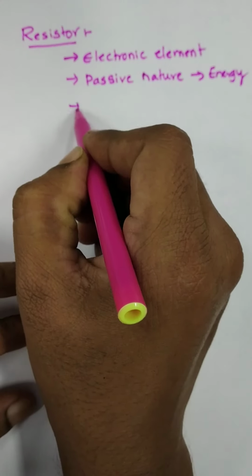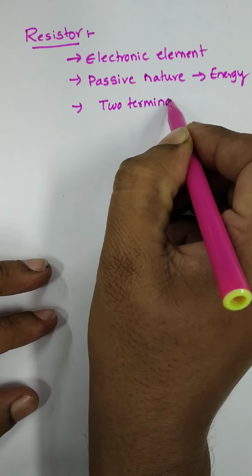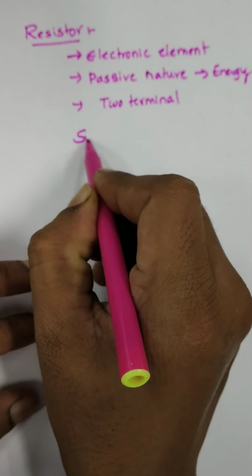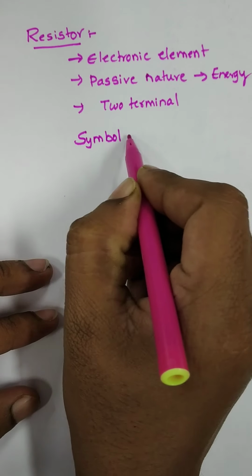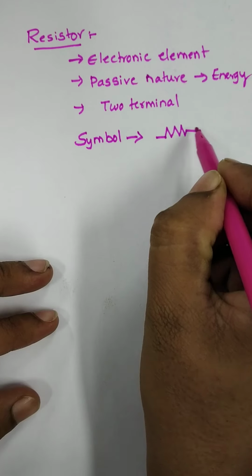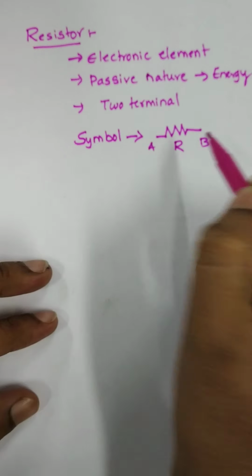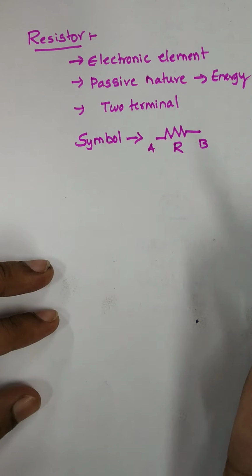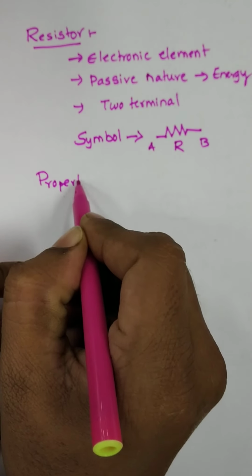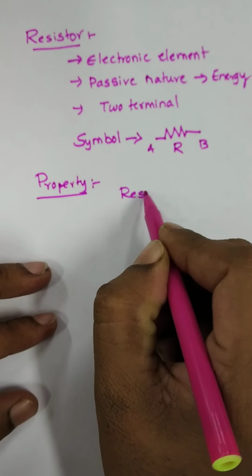Another thing is it is a two-terminal device, or two-terminal element. If you ask me the symbol of a resistor, it will be like this, with terminals A and B. We will denote it with the letter R. The property a resistor has is called resistance.